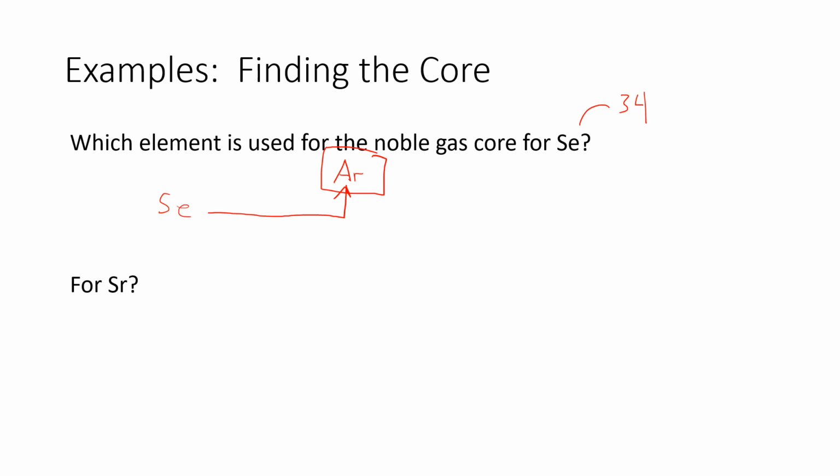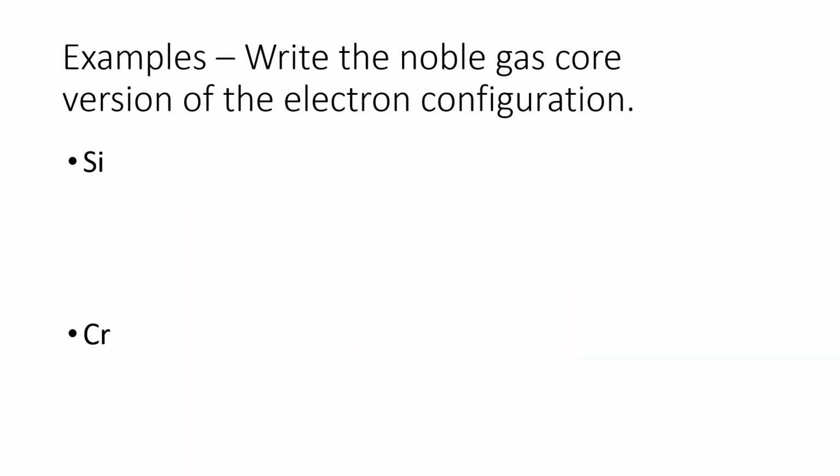For strontium, well, strontium is atomic number 38, and it's way over there in the S block. And so if we slide all the way through the S block and the D block and then the P block on that row, and then we move up 1 row, we'll be at xenon. So xenon is the noble gas core for strontium. Once we've found that noble gas core, we want to write it, and then we want to add in all of the electrons that our element has beyond that noble gas core.